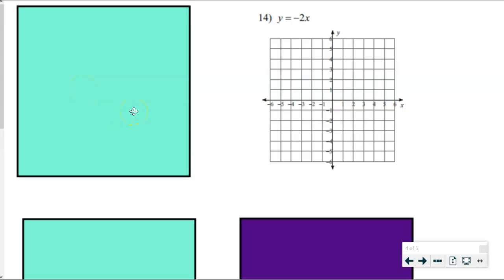Number 14 is what we're graphing next, so clear your marker boards. Let's get ready to do that. And students watching the video, pause the recording and do number 14. Ready, set, go. This one looks different, doesn't it? Why is it different? What do you notice about it?